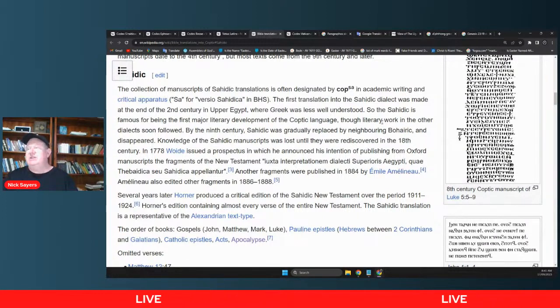The first translation into the Sahidic dialect was made at the end of the 2nd century in Upper Egypt, where Greek was less well understood. So Sahidic is famous for being the first major literary development of the Coptic language, though literary work in other dialects soon followed. By the 9th century, Sahidic was gradually replaced by neighboring Bohairic and disappeared. Knowledge of the Sahidic manuscripts was lost until they were rediscovered in the 18th century. In 1788, Woide issued a prospectus.